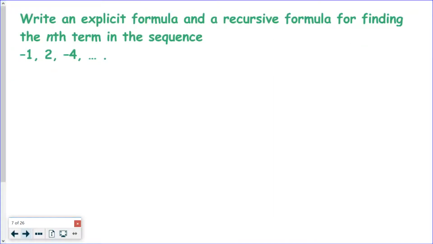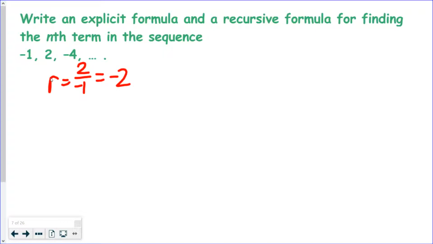So here we go. Write the explicit formula and a recursive formula for finding the nth term in the sequence. For both formulas, I need to know what r is. So let's start with r. Remember, r is going to be 2 divided by negative 1, this term divided by the term before it, or negative 4 divided by 2. Either way, we find that r is negative 2.